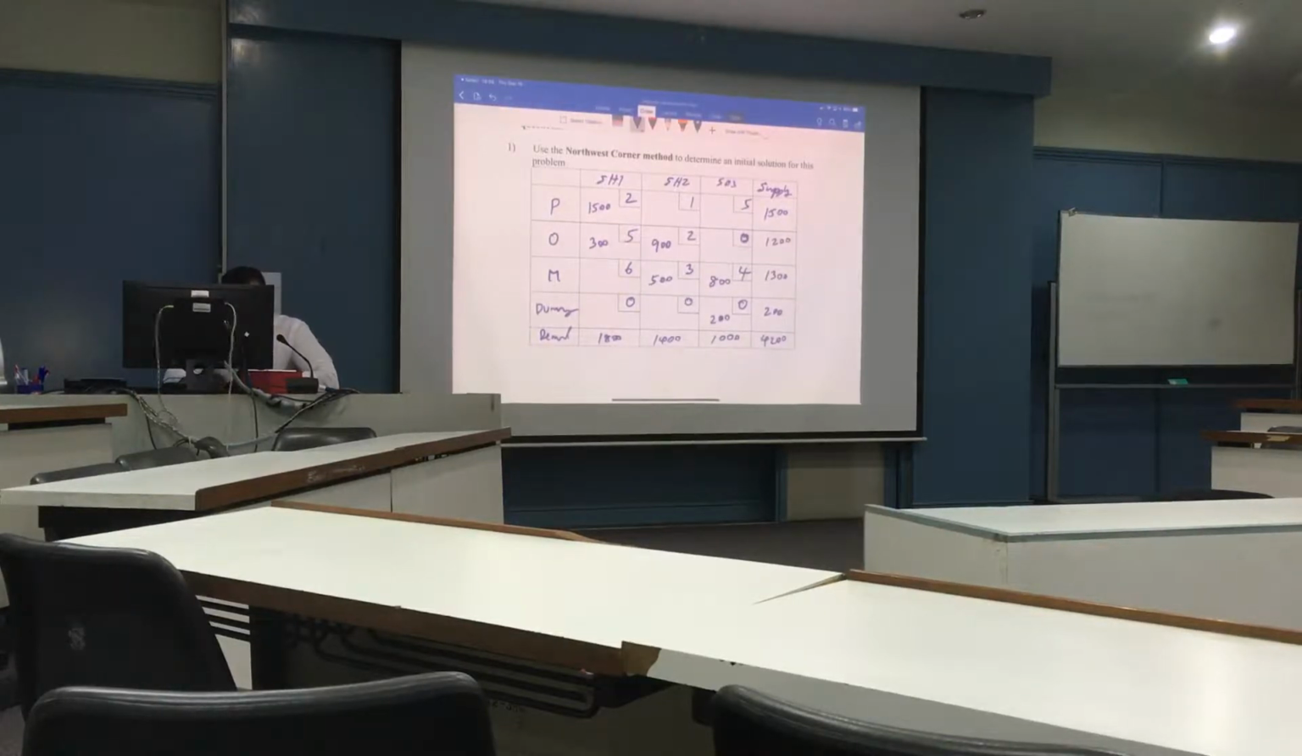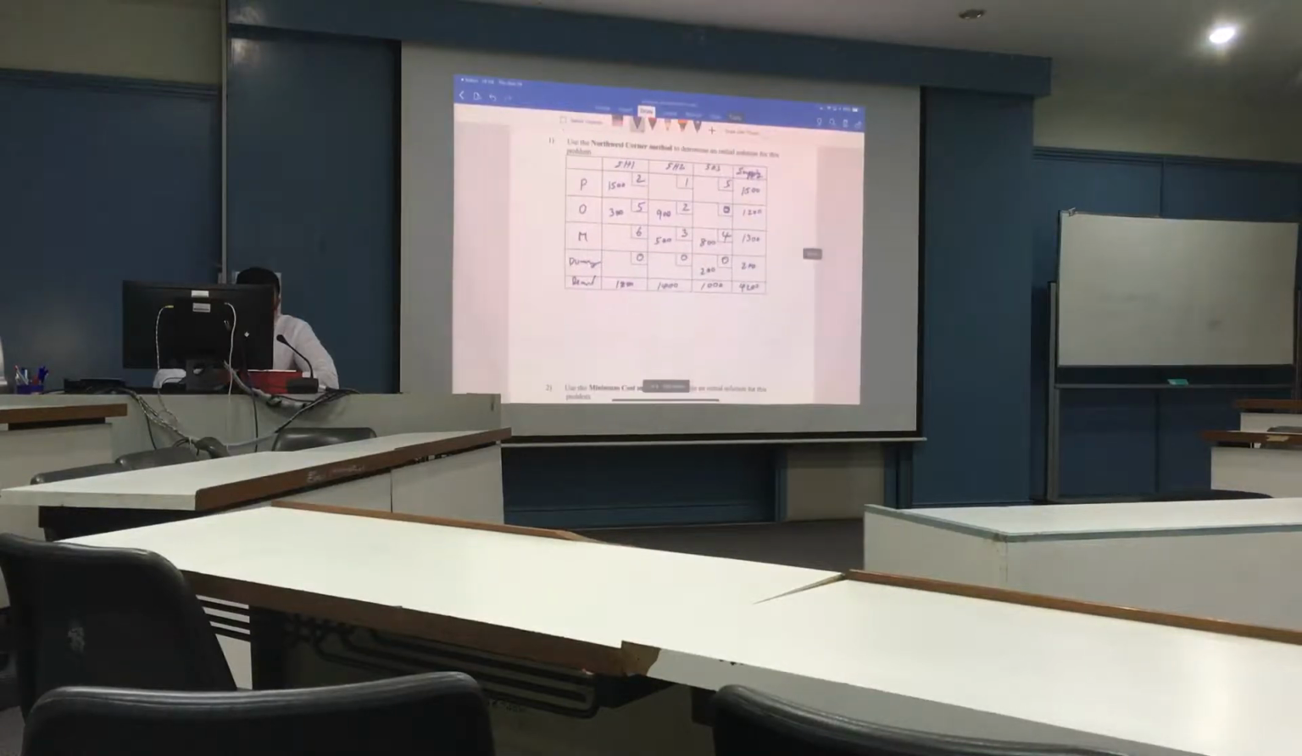So for northwest, we just move right-hand side or down, and cost has no meaning. We are not using cost. So this is northwest. And how about using the minimum cost?